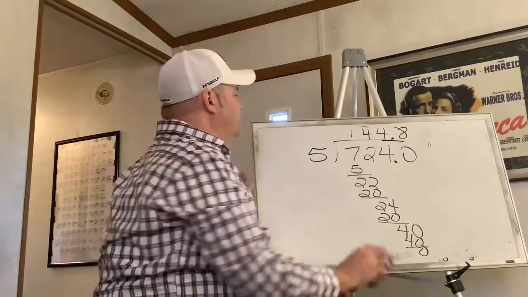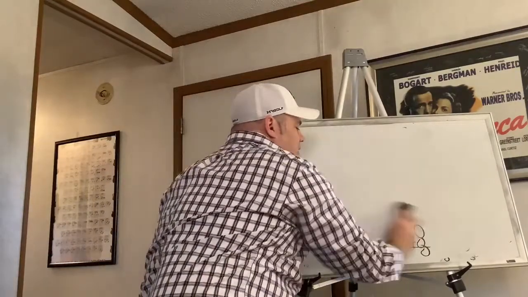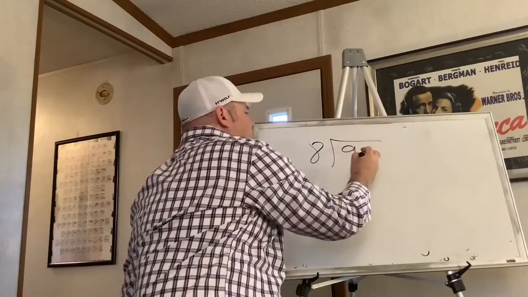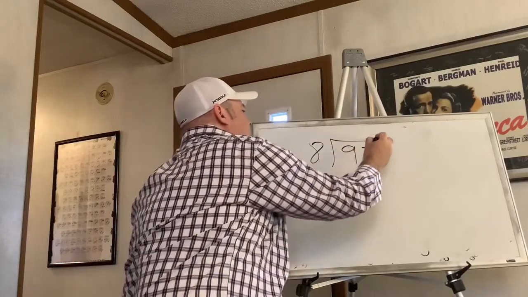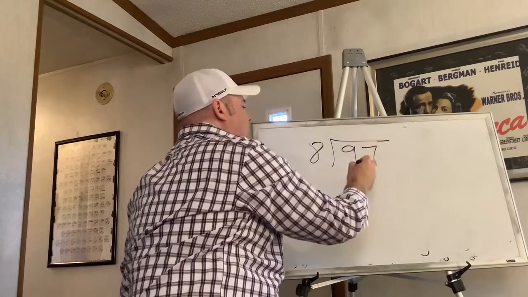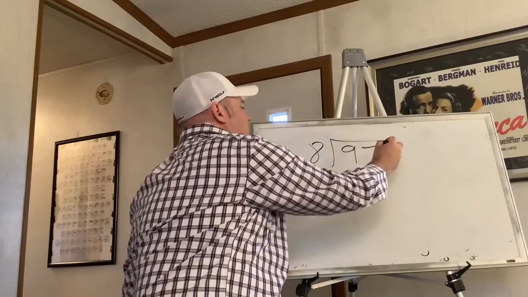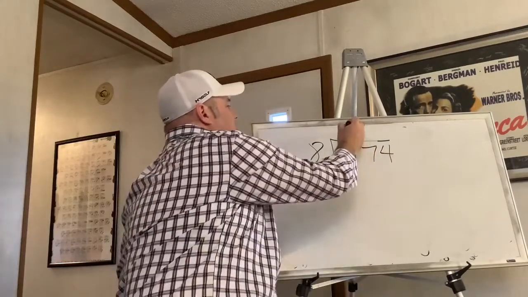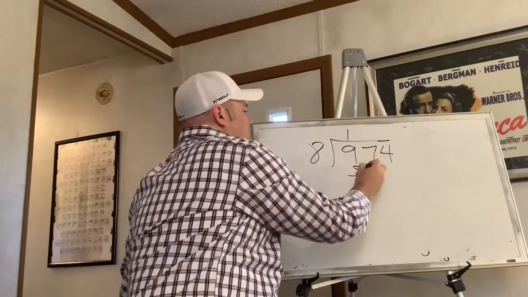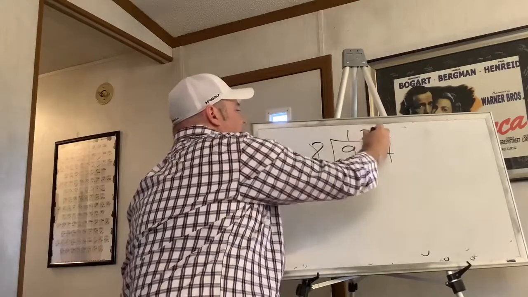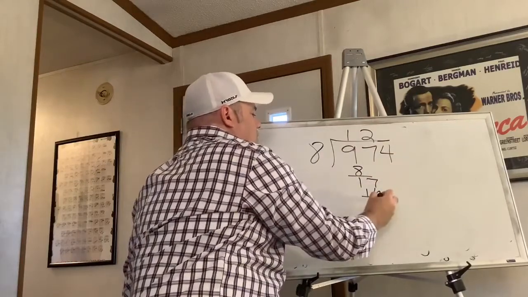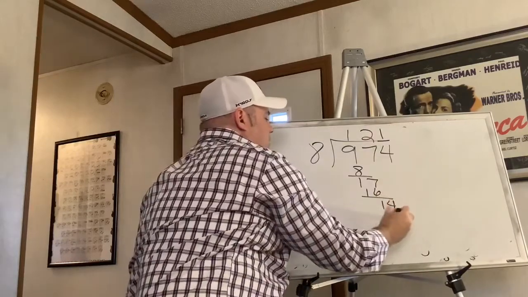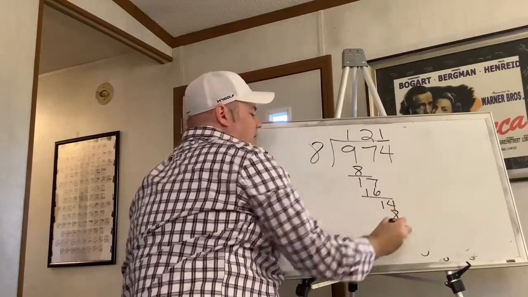Okay? Let's do another one that may go longer. Let's do 8 into 974. I want to make sure this doesn't come out even. Okay? So 8 goes into 9 once. Bring the 7 down. Twice. Bring the 4 down. Once. Okay, and we got a remainder of 6.